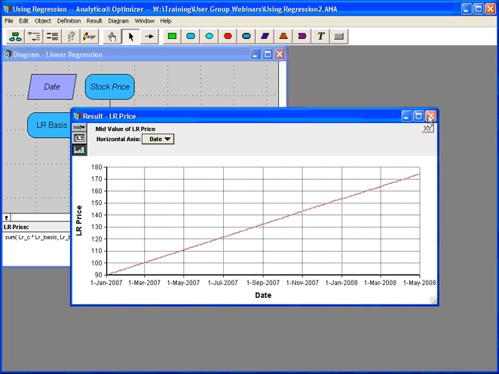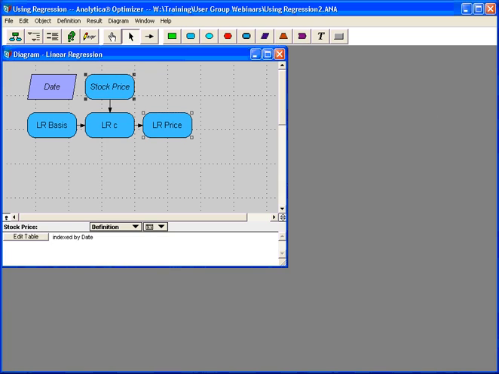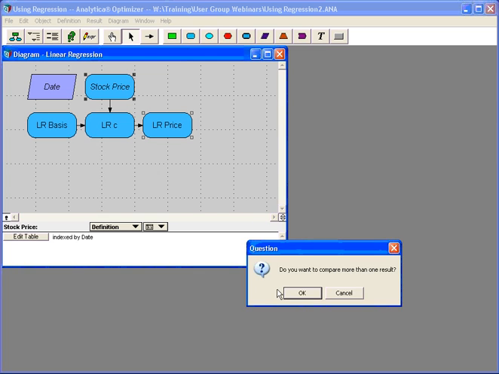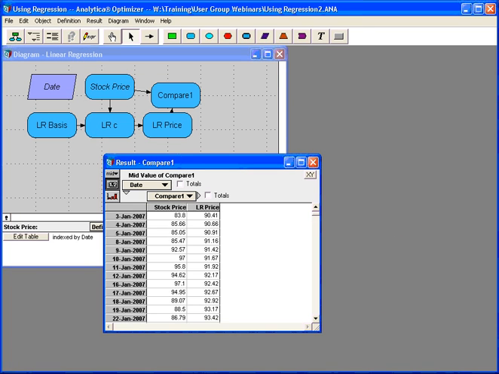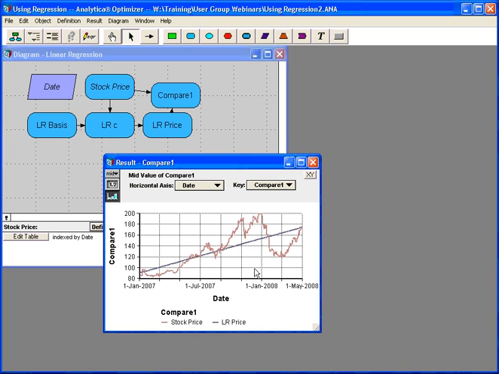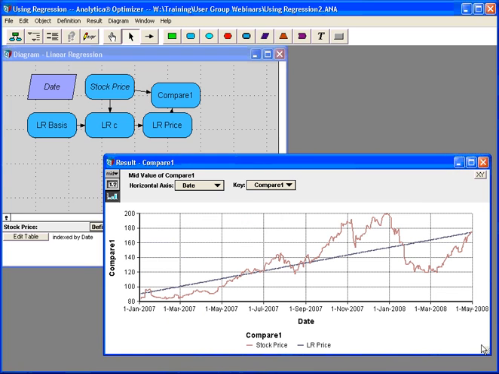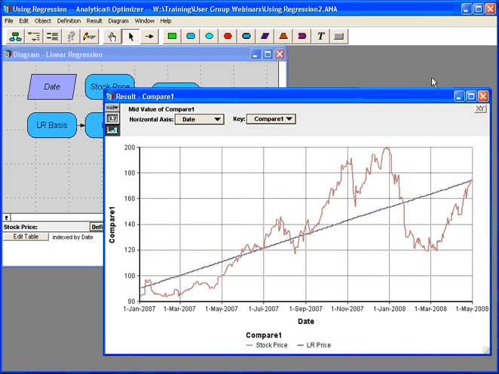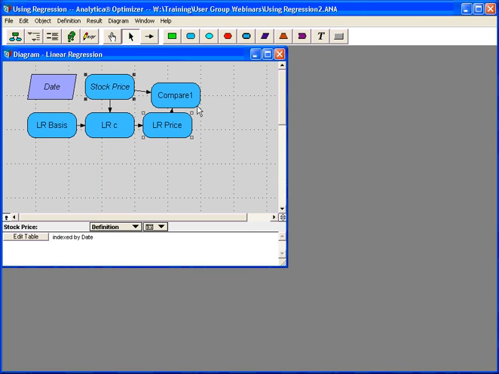We can compare that to the data by selecting the stock price and the predicted price and hitting result. And it says, do you want to compare more than one result? And we say, okay. And then we graph that and just make sure that our horizontal axis is date. And you can see how that regression line compares to the original data. Okay, make that window a little bigger. Okay, so let's call that LR comparison. Okay, and so we've done a linear regression.